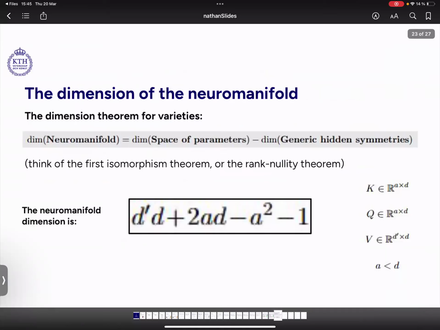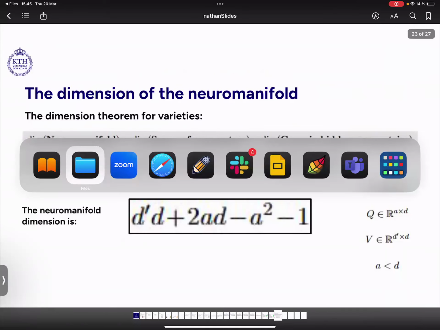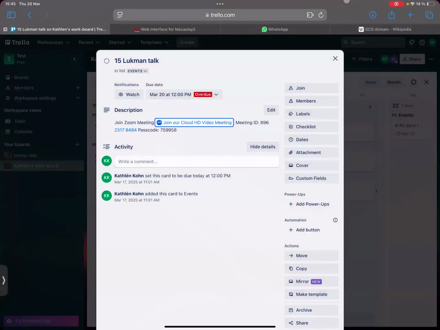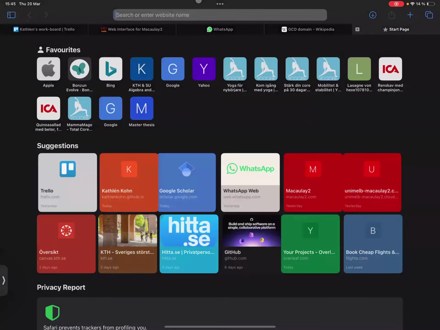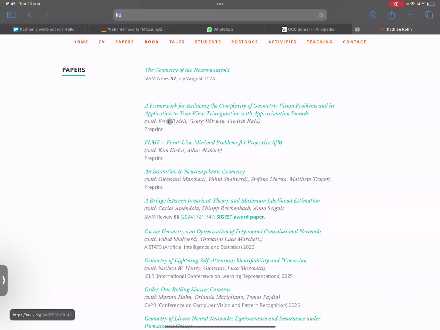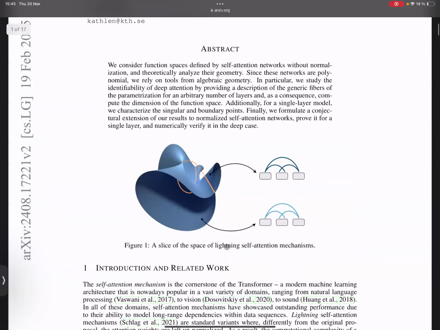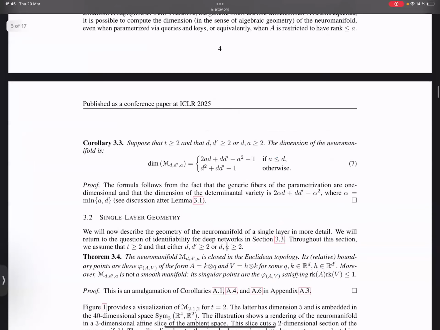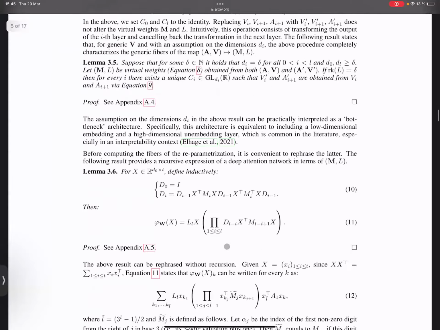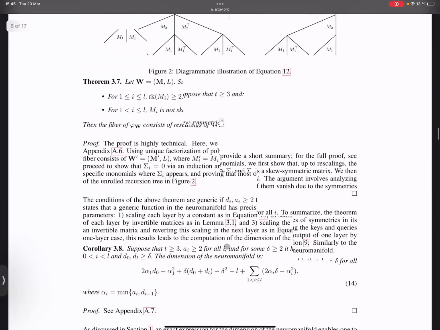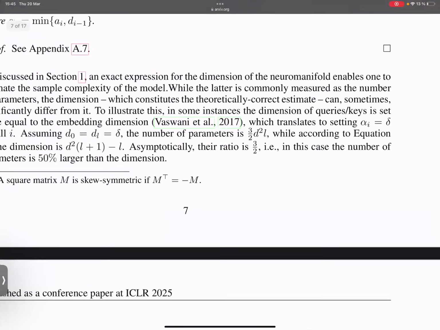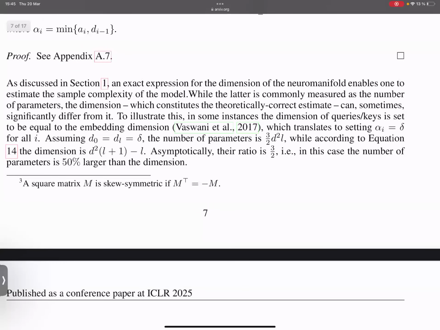I didn't have this on the slides, but we have it in the paper. So let me go to my web page and to the paper, where we have this slightly more applied paragraph.